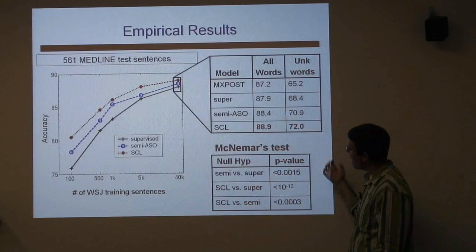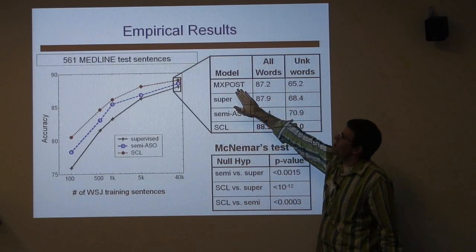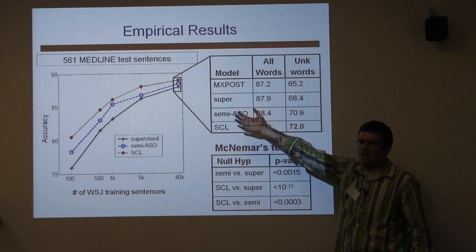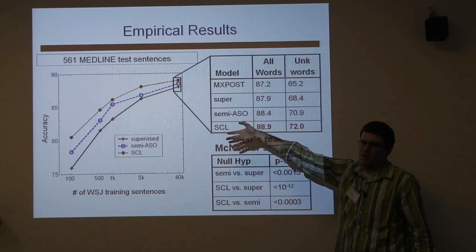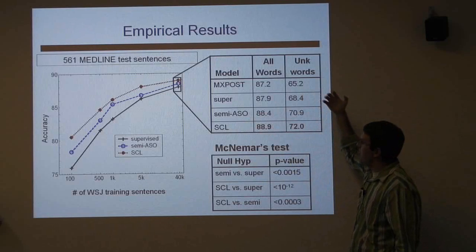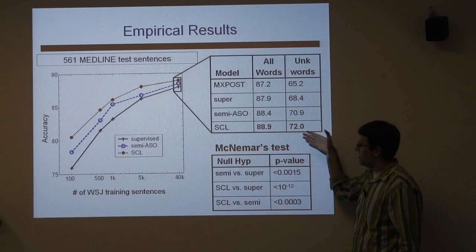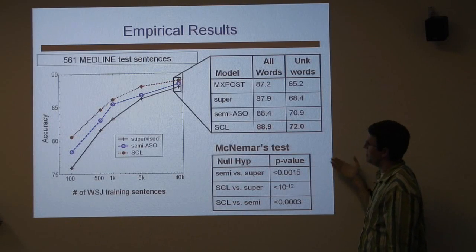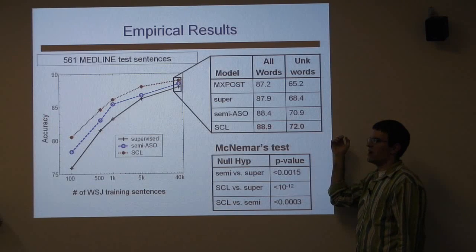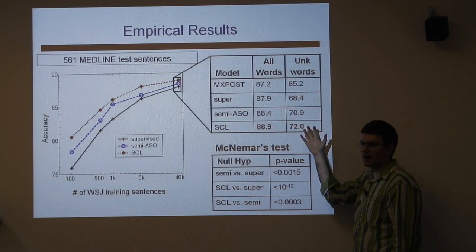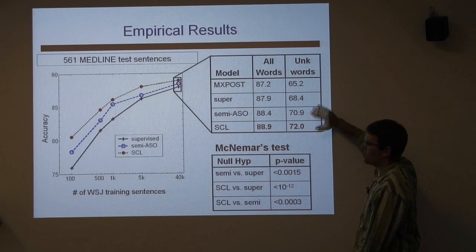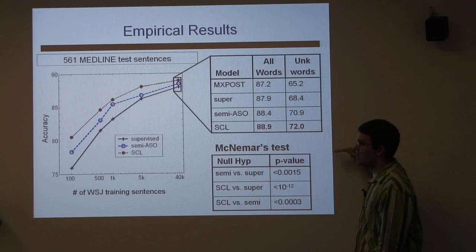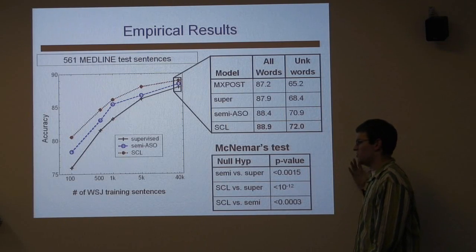But even when you have a lot, so MXPOST is another baseline that I just wanted to throw up there. This is Adwait Ratnaparkhi's part of speech tagger, and it's the standard out-of-the-box tagger that one would use if you wanted to work on this problem. Here you can still significantly improve over all these methods. And one interesting thing is for unknown words, where you've never seen this word before, and this is what we've designed for, you can get more than a 20% improvement, even with 1 million words of labeled Wall Street Journal text.